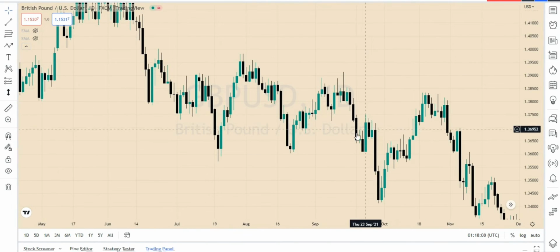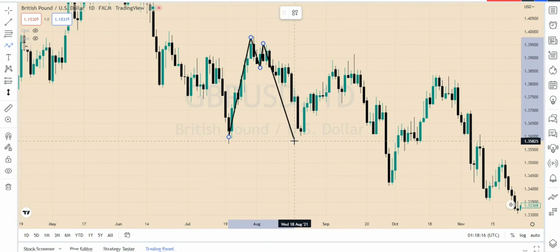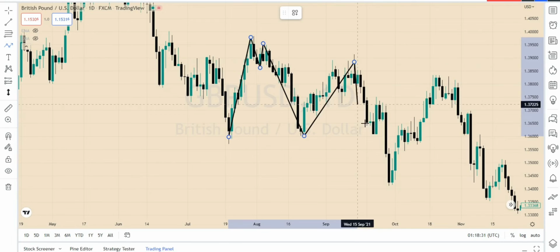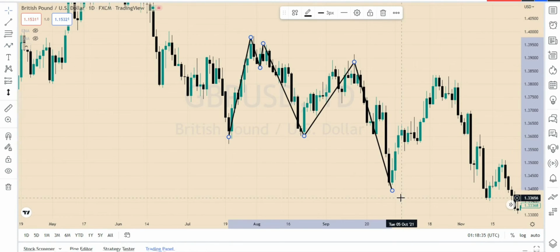All right, so when I zoom out the chart, you can see an M here. You can see an M here. And after the M is formed, where is the neckline? The neckline is around here. And you see the market did what? The market traded to around that level, stopped there before doing what? Making a lower low. That is the first example.